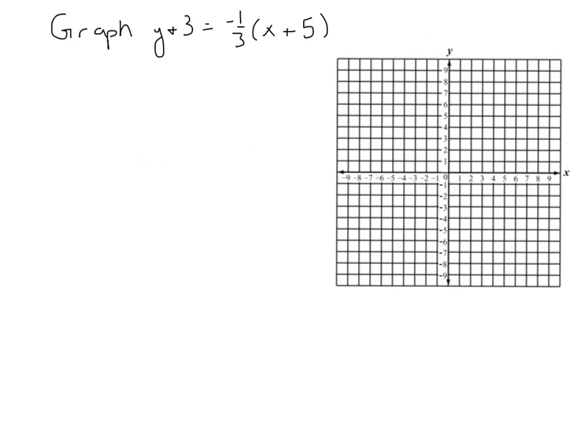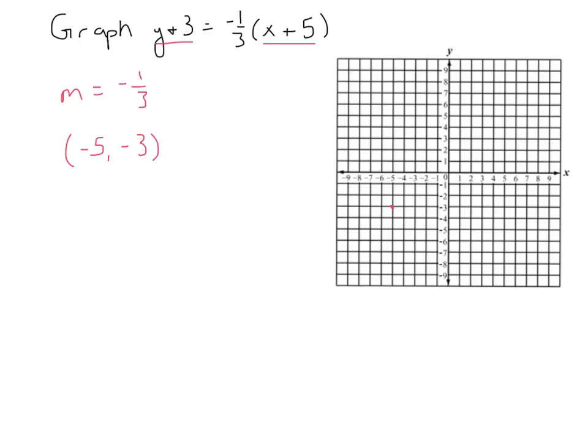So we'll start by looking at graphing y plus 3 equals negative 1/3 times the quantity x plus 5. We should have very little trouble picking out that the slope is negative 1/3. And to find the point, we'll say, okay, what x value makes x plus 5 0? Well, that's negative 5. And what y value makes y plus 3 0? Negative 3. So there's my point, (negative 5, negative 3), which goes onto the graph right there.